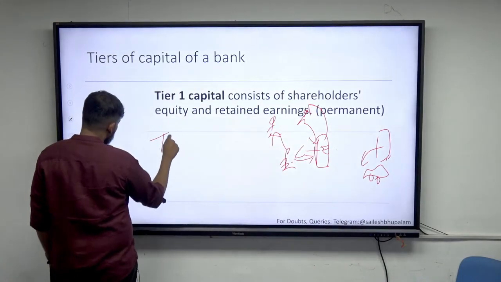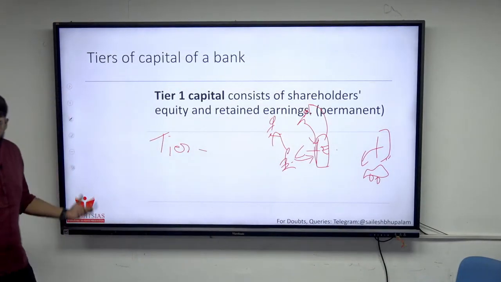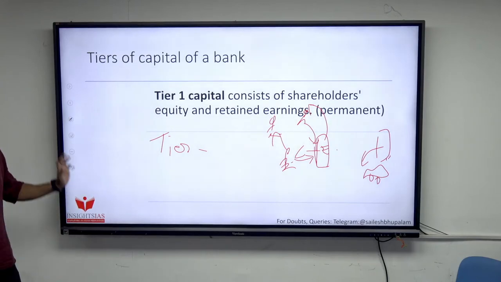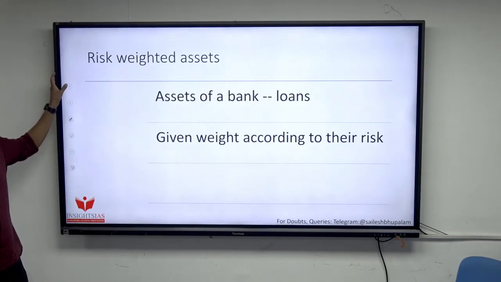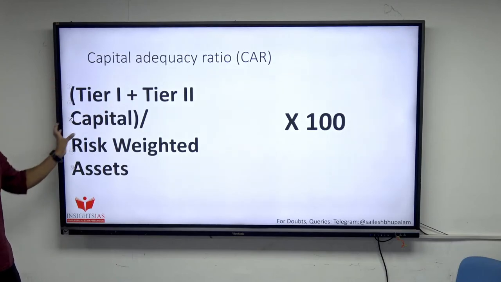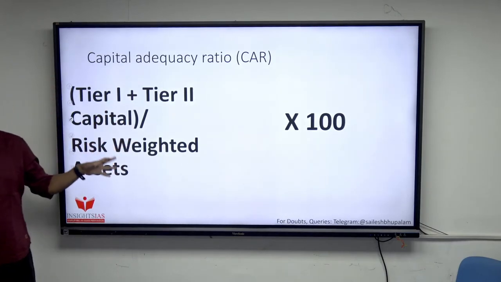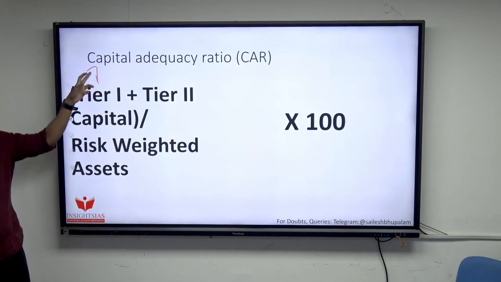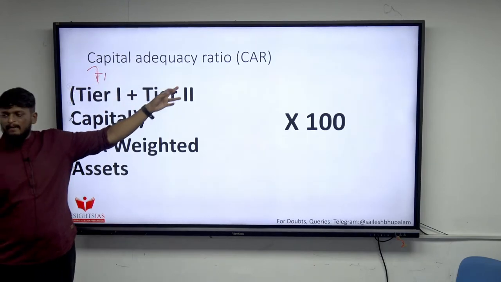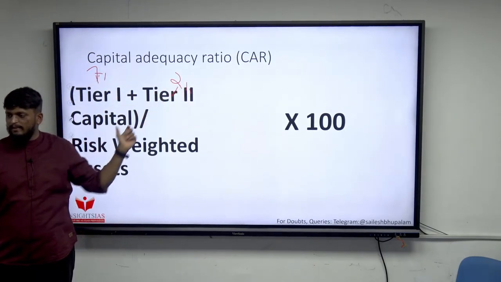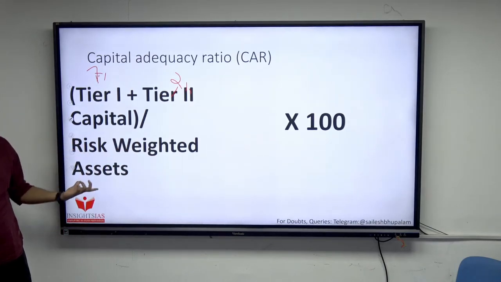Tier 2 is missing here. You can write Tier 2 is temporary capital, mostly loans taken by the bank. So this is the meaning of Tier 1 and Tier 2 capital. Tier 1, Tier 2 capital, if you add up both. Basically, RBI has said 7% of this 9% should be Tier 1 capital, 2% of this 9% should be Tier 2 capital, and divided by risk-weighted assets.